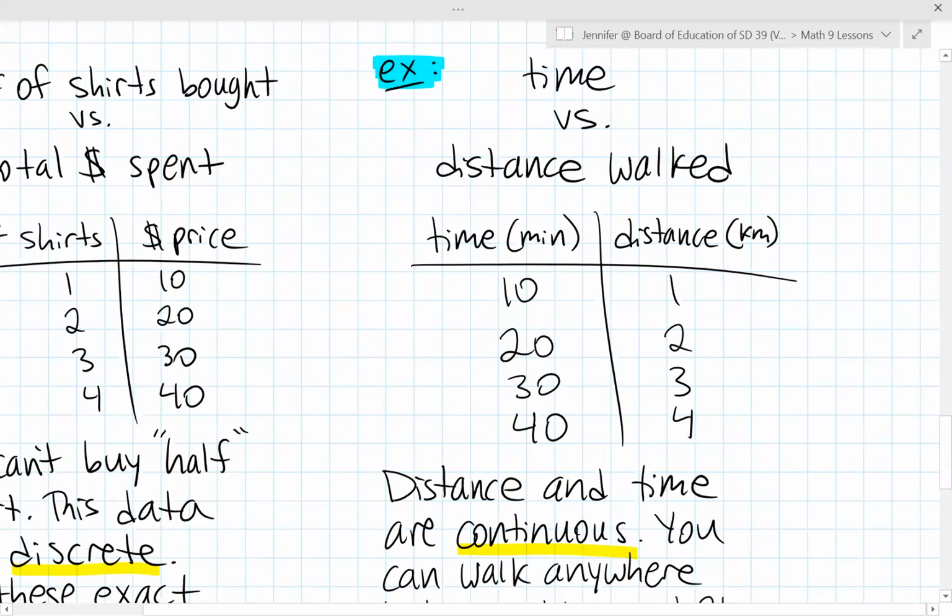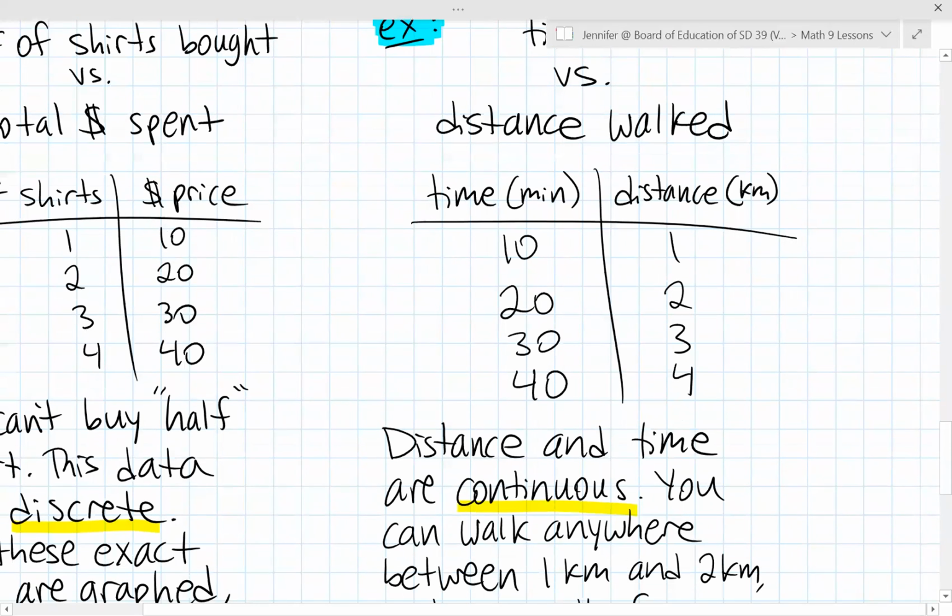So I don't know, approximately 10 minutes to walk a kilometer. Distance and time are always continuous. If you think about it, time is always continuing forward. You can have an entire minute, half of a minute, every little second counts. Time is continuously occurring. And the same thing with distance. It's not like when you're walking, you only go 1 kilometer and then you jump right to 2 kilometers. Unless you're teleporting, you're going to have all the little bits of distance in between 1 and 2 kilometers.